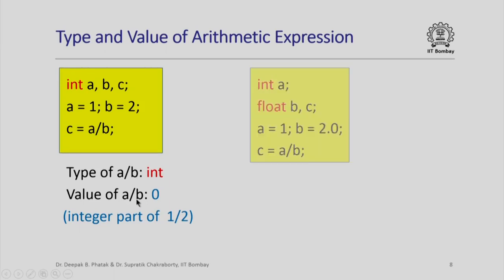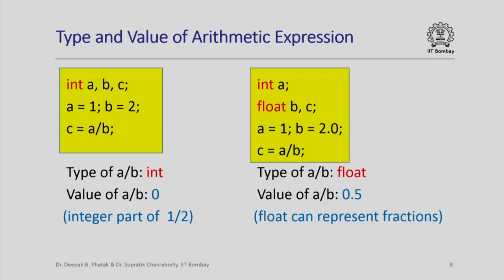On the other hand, if you look at this program, here a is integer, b and c are float. a is assigned the integer constant 1, b is assigned the floating point constant 2.0. So when I do a divided by b, the type of this expression has to be float, because here I have an operand which is float, and therefore the value of a divided by b, which is the value of c, can be 0.5 because float can represent fractions.